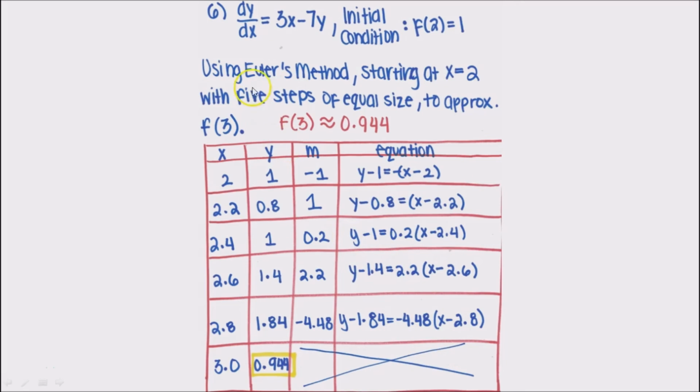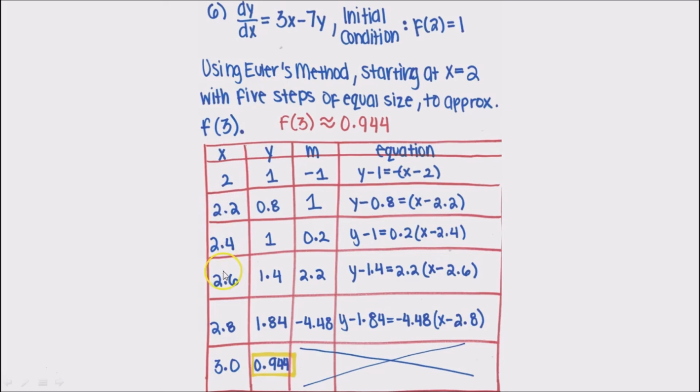And the same with number 6. It's basically the same problem as number 5, except this time you're given that you have 5 steps, but you're not given what size. So in order to find this, again, you're going to need your starting point and where you want to get to. So we have x equals 2, and we want to get to the point where x equals 3. So that's a difference of 1. And we know we need 5 steps to get there, so 1 divided by 5, our step size is going to be 1/5, or 0.2. And that's going to be 5 steps of 0.2.